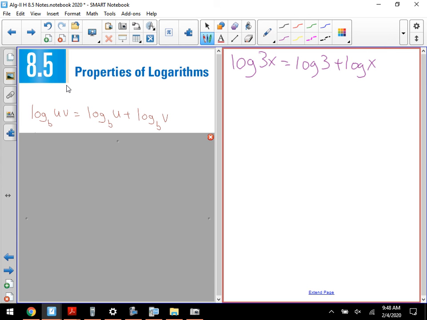Wait, so would that mean log 4 plus log 5 would be 1? Yes, sir. Yep, that's exactly what that means. Or it can be log of 2 plus log of 2 plus log of 5.